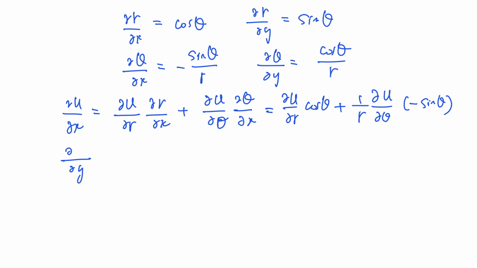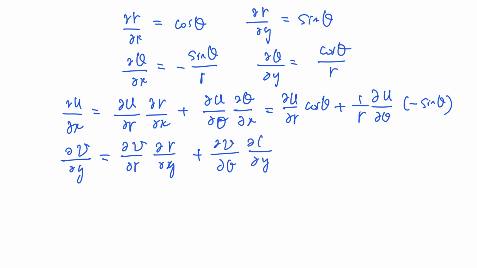Partial v over partial y is partial v over partial r times partial r over partial y, plus partial v over partial theta times partial theta over partial y, which is partial v over partial r sine theta plus partial v over partial theta times cosine theta over r.